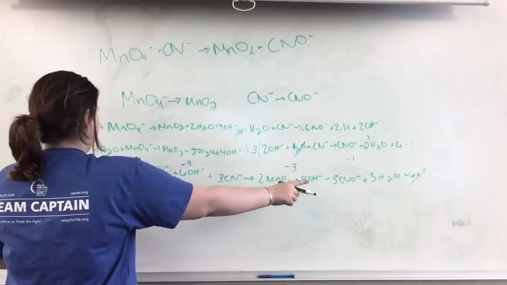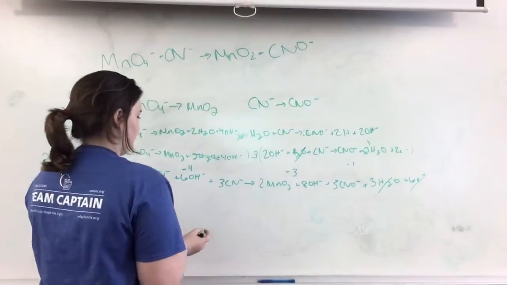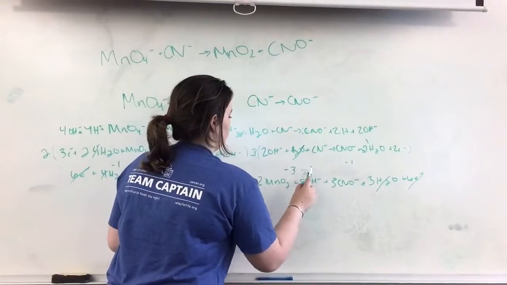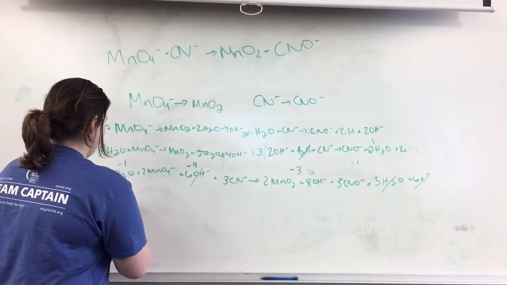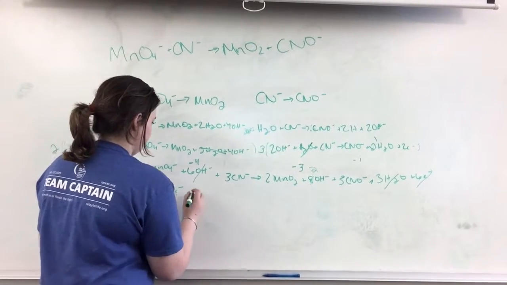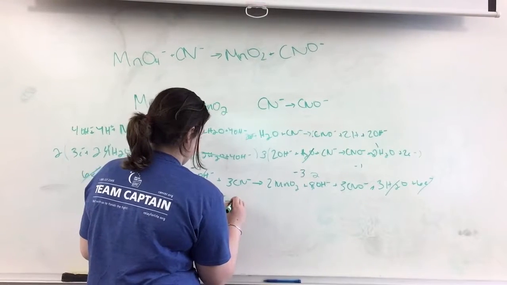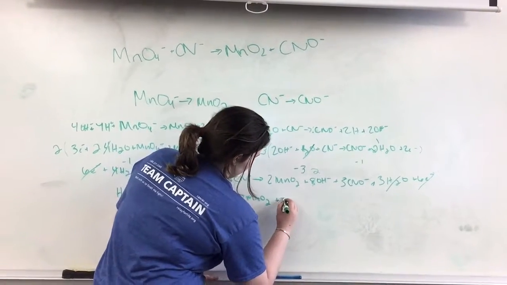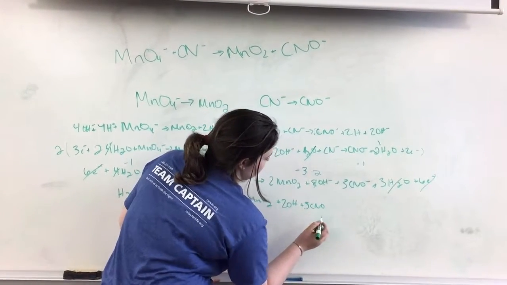We have 3 water molecules here and 4 here, so we can make this 1 H2O and get rid of this H2O. We have 8 OH- here and 6 here, so we can get rid of this and make this 2. And I believe this will give us our final reaction of H2O plus 2MnO4- plus 3CN- yields 2MnO2 plus 2OH- plus 3CNO-.